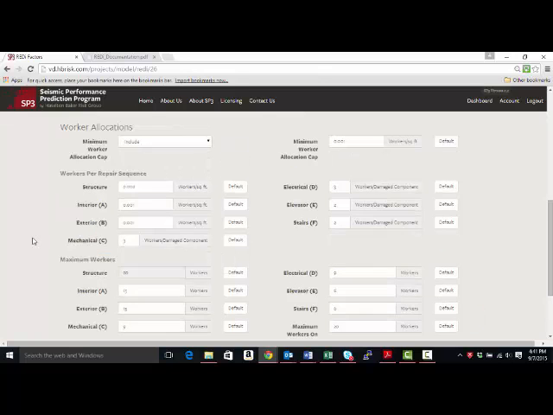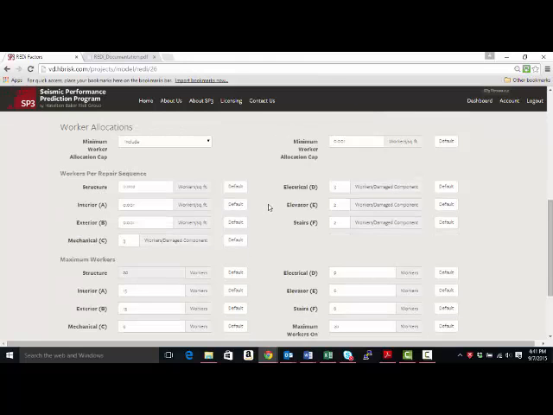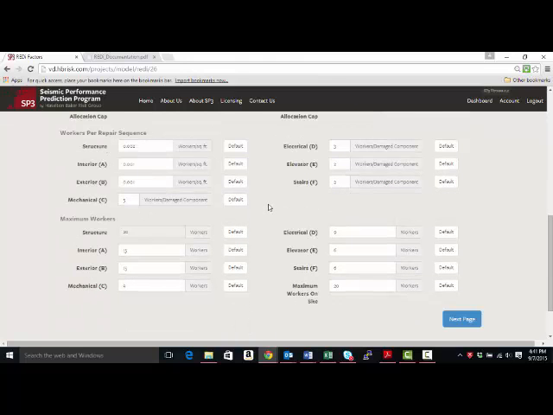SP3 provides the option to define a minimum worker allocation cap. This is useful when examining low-rise buildings with large footprints. The maximum worker allocations per sequence are increased to allow a minimum of 0.001 workers per square foot. This option assumes that more repair crews would be supplied for low-rise buildings with large footprints than the average number of crews supplied for low-rise buildings in general.